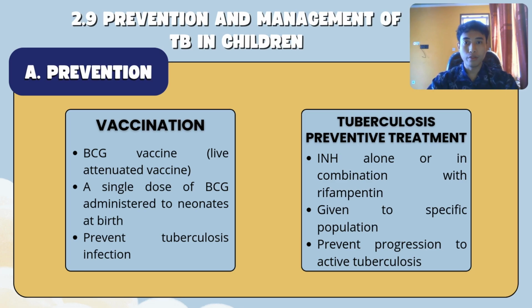So this time I will explain about the prevention of tuberculosis or TB in children. So there are many preventions that can be done. The first one is vaccination. Vaccination is very important as it can give protection against TB infection in children. And the vaccine that is used is called BCG vaccine, which is given to newborn neonates.